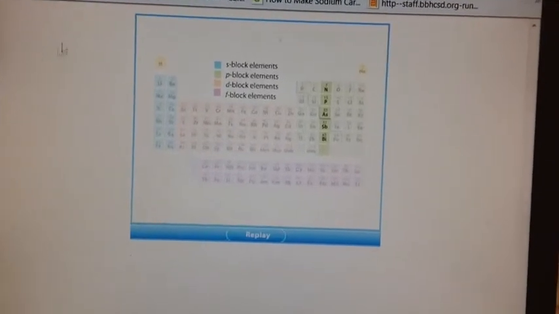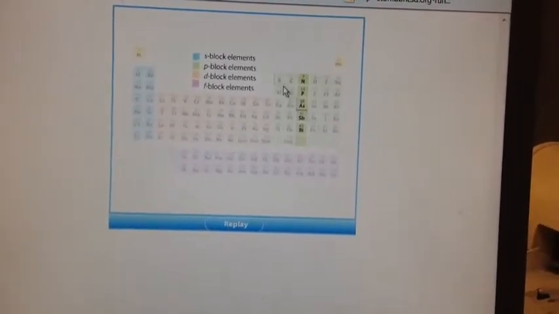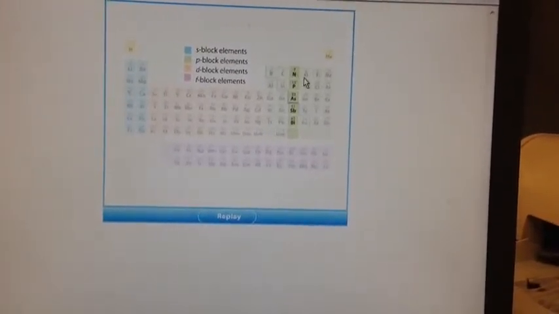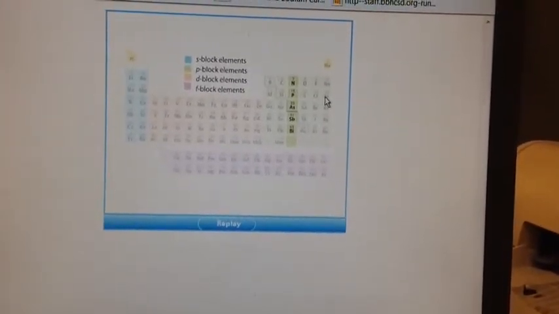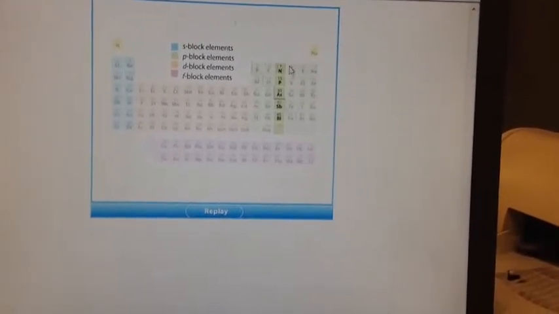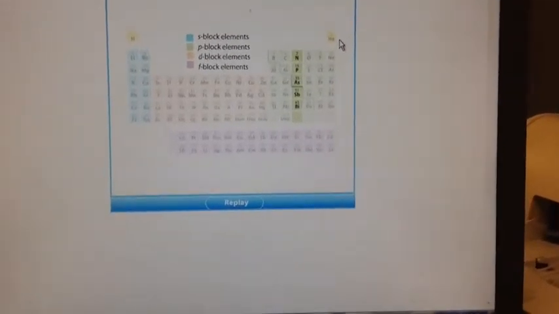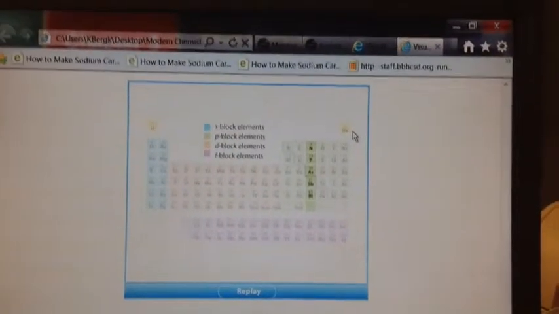So group 1 has 1 valence electron, group 2 has 2, 3, 4, 5, 6, 7, and 8, other than helium. Hydrogen has 1, helium has 2, and helium is in the noble gases because it is full, because the first energy level only holds 2.